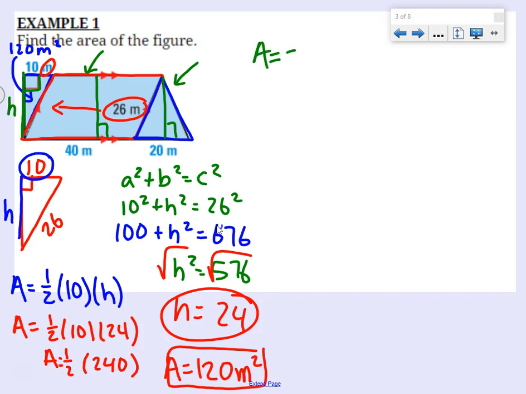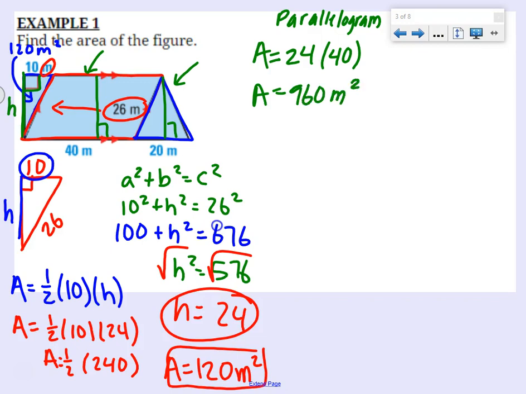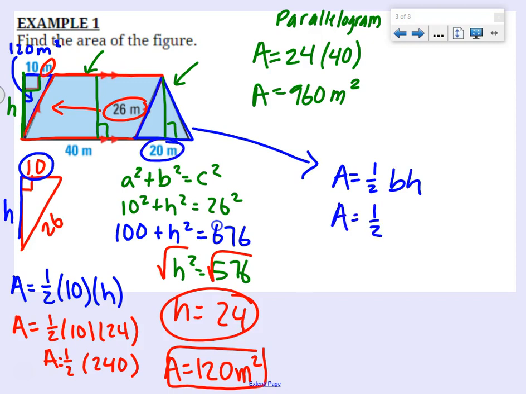So we know that the height of our parallelogram is 24 and our base is 40, so we'll do 24 times 40 for the area of our parallelogram, and we get 960 meters squared. Last piece, we need the area of this triangle, so area equals 1/2 base times height. Our base is 20. Our height is, as we said, 24. Area equals 240 meters squared.